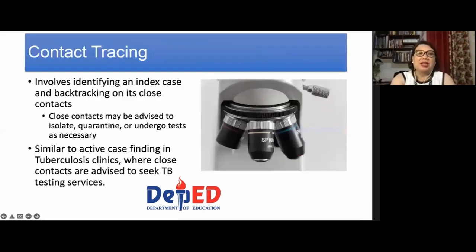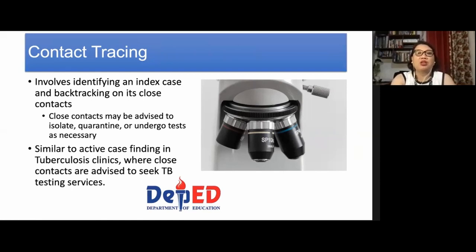Contact tracing involves the identification of the index case and backtracking on all the people who have come in close contact with them. So close contacts may be advised to isolate, quarantine, or undergo tests as necessary. This is similar to active case finding in tuberculosis clinics where close contacts are advised to seek TB testing services.